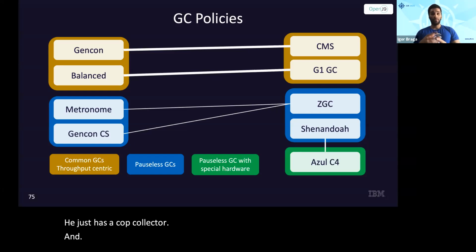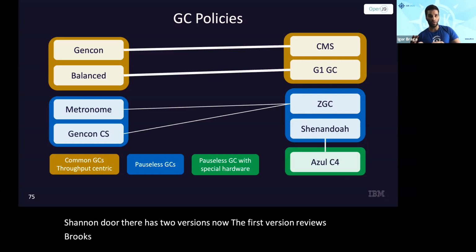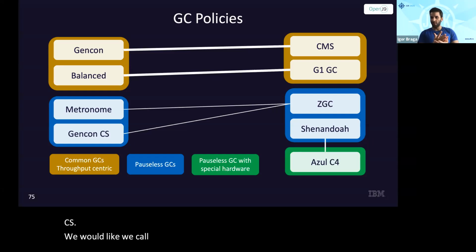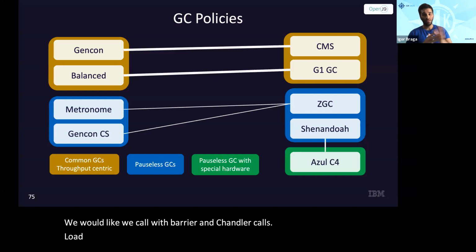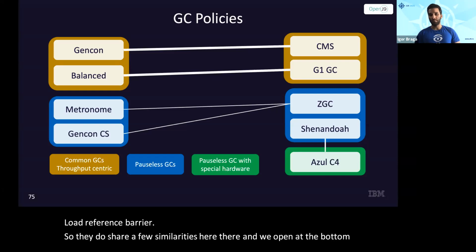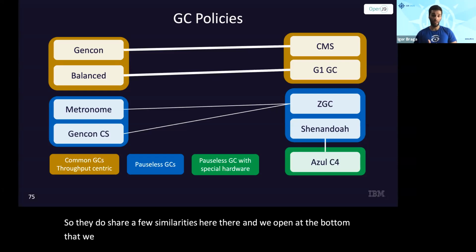Shenandoah there has two versions now. The first version uses a Brooks pointer, and the second version is more closely related to gencon's concurrent scavenger. Like what we call a read barrier, Shenandoah I think calls it a load reference barrier. So they do share a few similarities here and there. And at the bottom there we have Azul C4, which is a pauseless GC that requires special hardware, and sometimes you can get away with some special software as well.